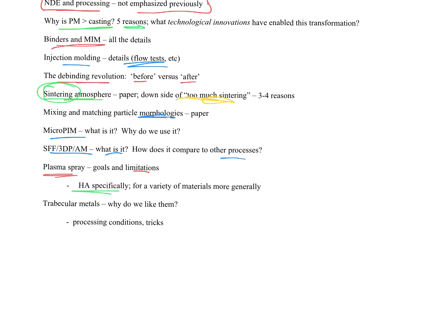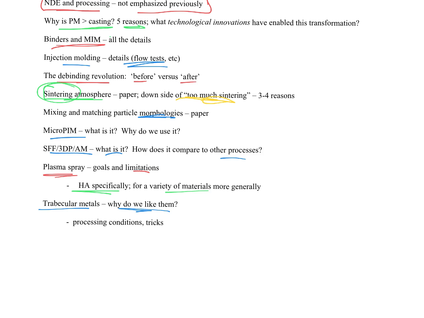And I showed you a lot of work in the area of hydroxyapatite, especially for good reasons. And there are a variety of other materials that are also plasma sprayed. And then last but not least, trabecular metals. Why do we like trabecular metals? Right, what makes them significant for us? And this has to do with a biological response and how that's important.